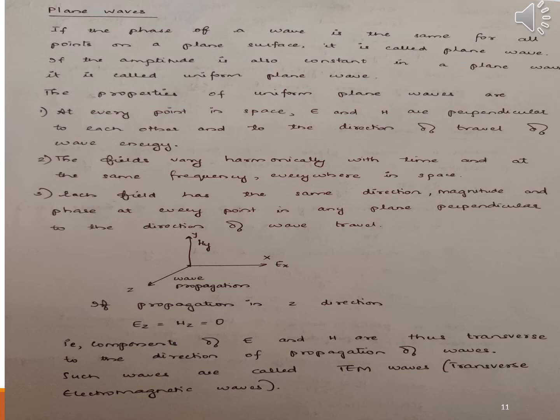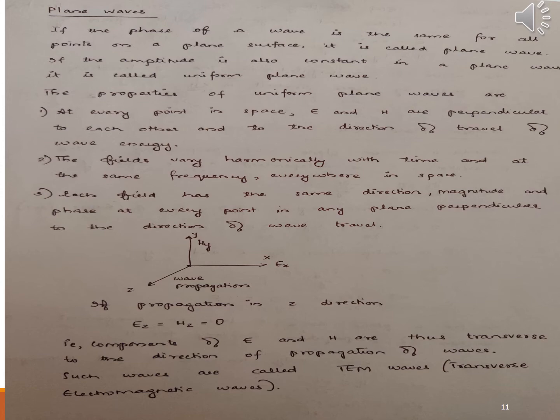And the last point is each field has the same direction, magnitude, and phase at every point in any plane which is perpendicular to the direction of wave travel. It means E and H will have the same direction, the same magnitude, and the same phase at every point, and E and H will be in a direction that is perpendicular to the direction of wave travel.